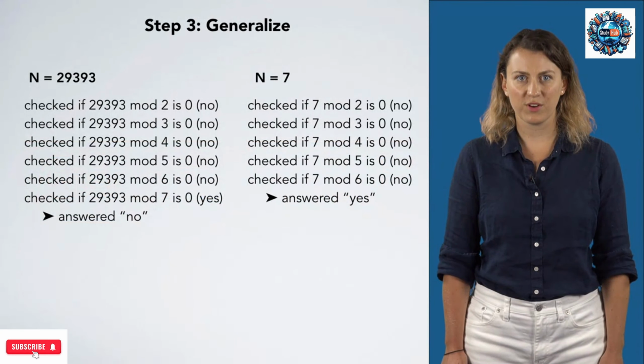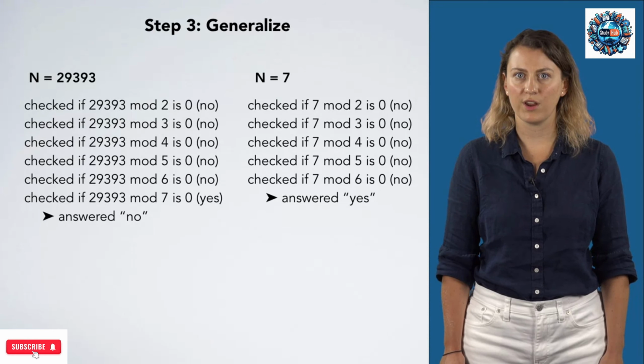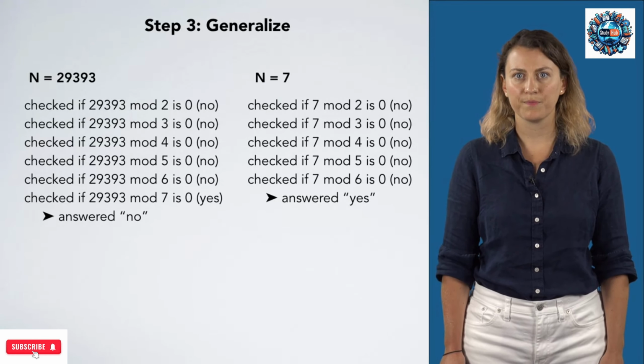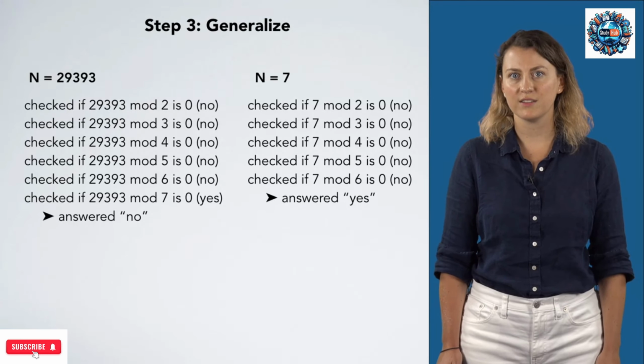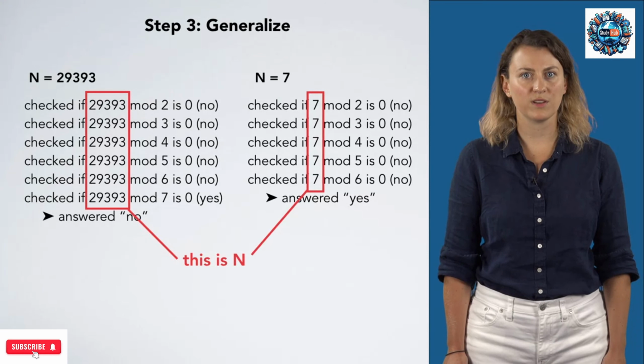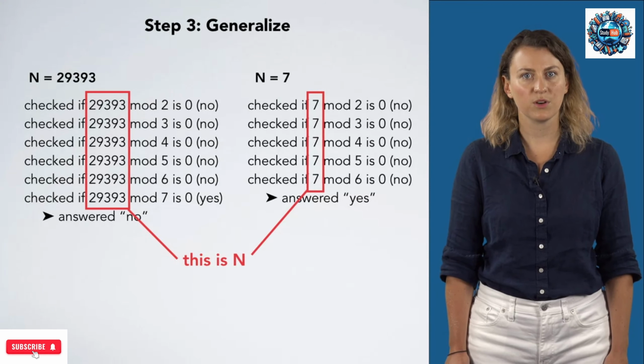Now we're ready to generalize our steps. I've written down the result of step 2 for both n equals 29,393 and n equals 7 so that we can look for patterns across both of them. Sometimes it helps us generalize to see multiple instances of the problem solved. The first thing we might notice is that the numbers in these two columns are always n.